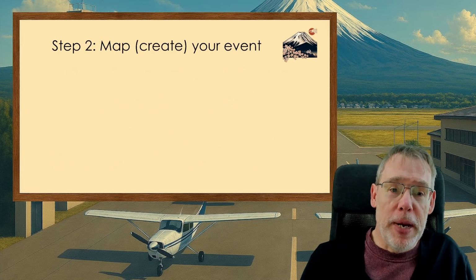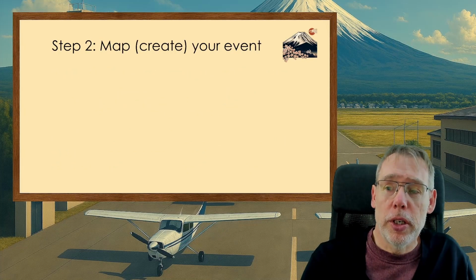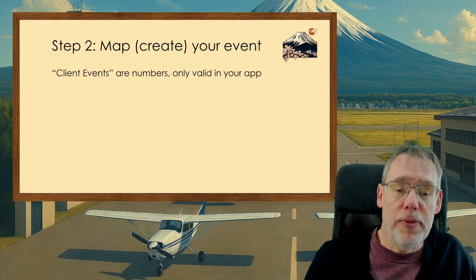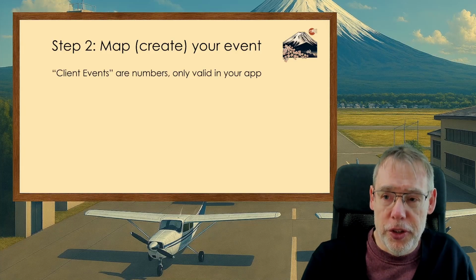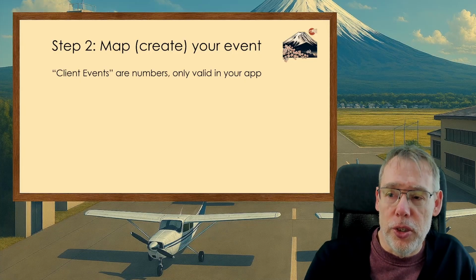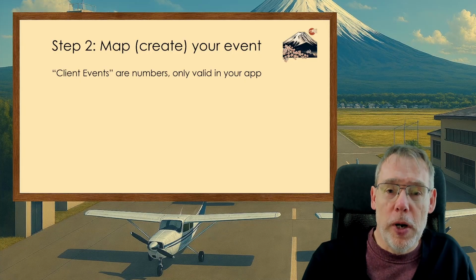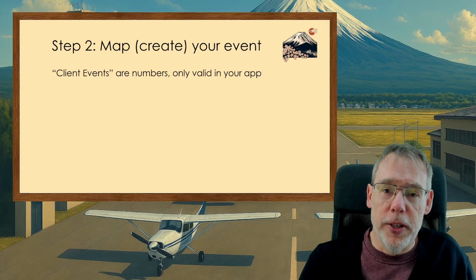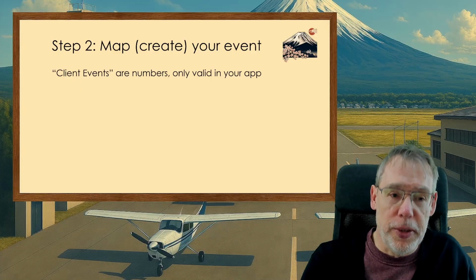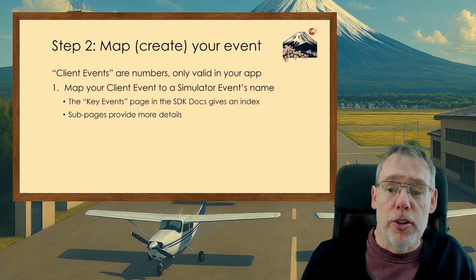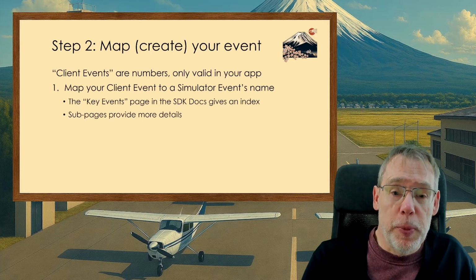Then you map or create your client event. Client events, again, are just numbers, and these numbers are valid in your app. This means you can have a client event with number 1, and another app can also have a client event with number 1, and they will be different. You map your client event to a simulator event by name.